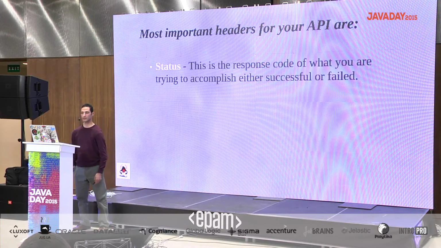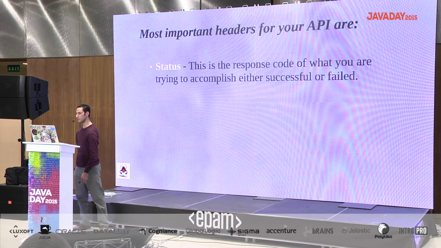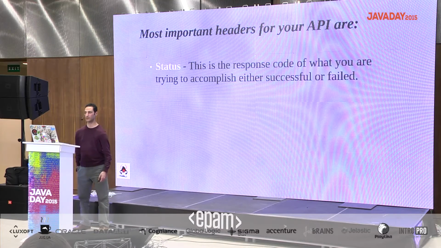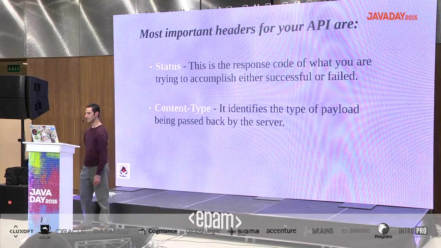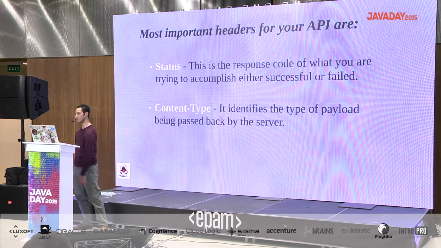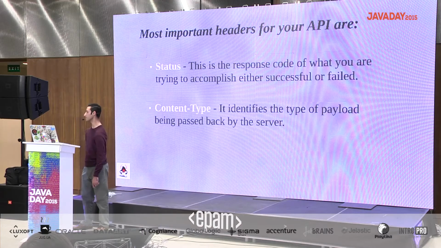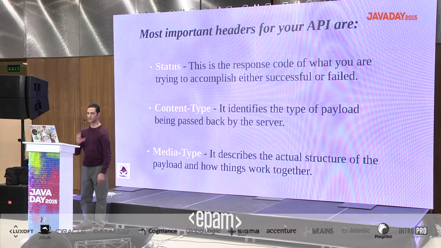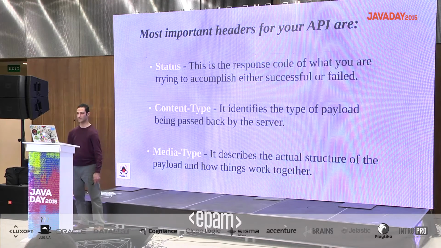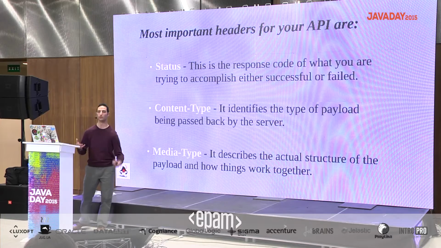The most important header is the status. This is the response code of what you are trying to accomplish, either successful or failed. Content type identifies the type of the payload being passed back by the server. So you know this is a JSON message, this is XML, this is whatever the payload. So you start parsing it based on the content type. The media type describes the actual structure of the payload and how things work together.